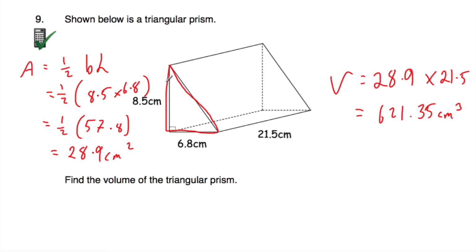So just to recap, we find the area of the cross section, which was 28.9, and then we multiply that cross sectional area by the length of the prism, which is 21.5, and then we've got the volume, and that's it. So we just find the area of the triangle and times by how long the prism was. Okay, let's have a look at our next question, question number 10.